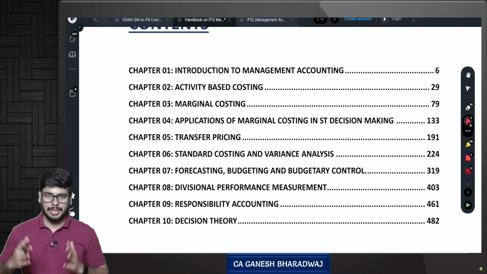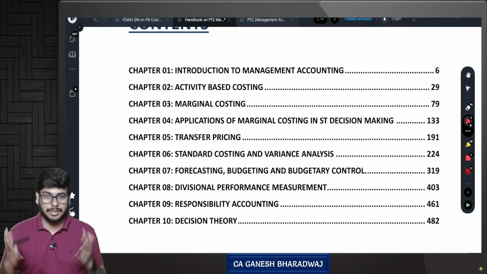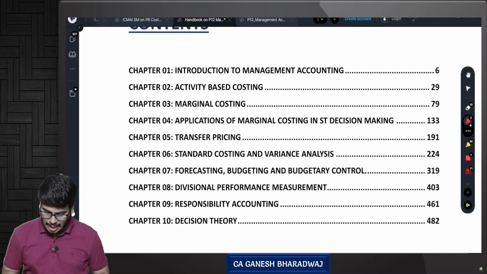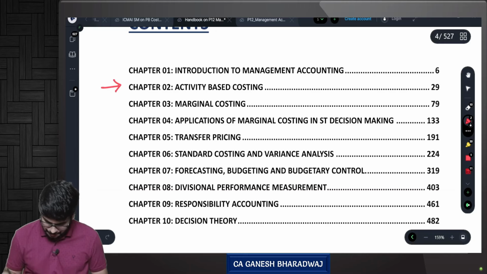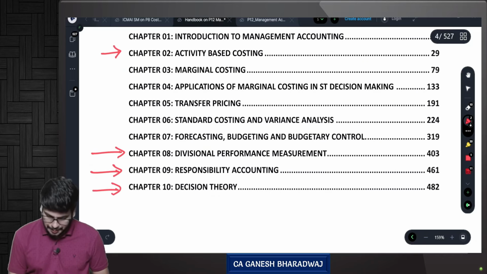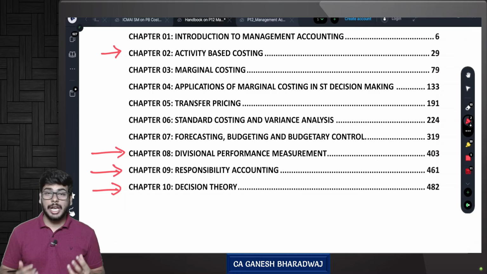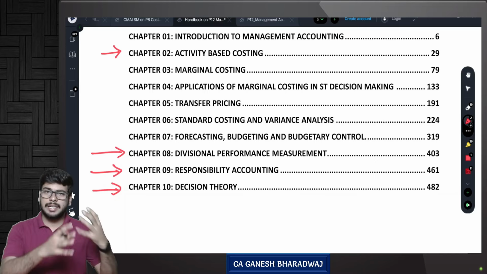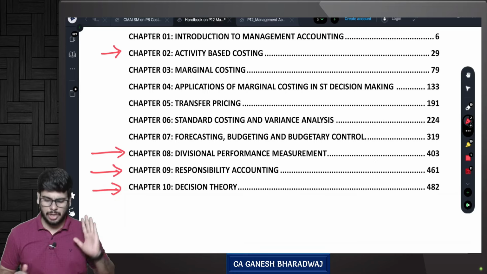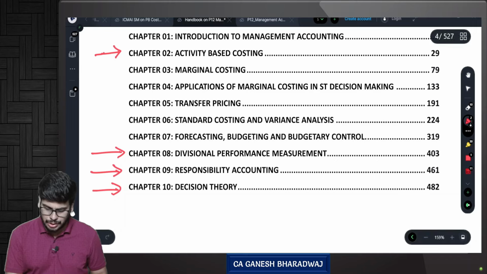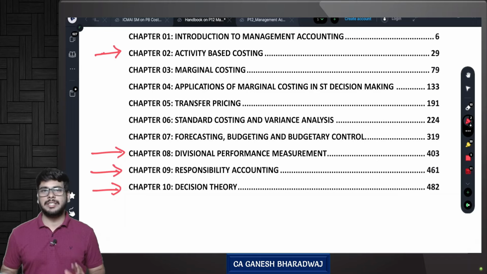Here in the new syllabus, syllabus 2022, we have certain chapters which have been introduced for the very first time in your CMA intermediate. Chapters like activity-based costing, then divisional performance measurement, responsibility accounting, and decision theory. These four chapters have been introduced for the very first time in your CMA intermediate. Till date, these chapters were not there, not even in disguise inside any subjects.